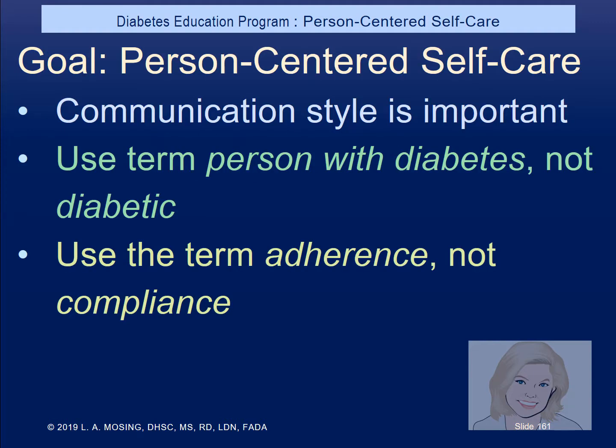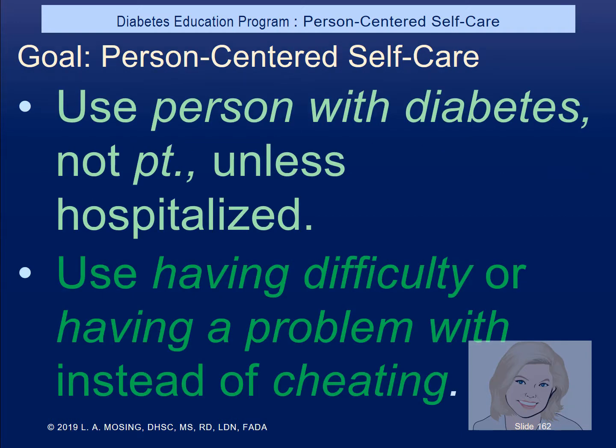So when we're talking with patients, it's not just being politically correct. We are talking more about person-centered care. Everything we're doing is about the patient. They're not the disease. They just have the disease. So we refer to them as a person with diabetes, and we talk about adherence, not compliance. So if they are having difficulty, having a problem, instead of cheating, because cheating is a negative, it's just that you didn't choose the most nutrient-dense food.